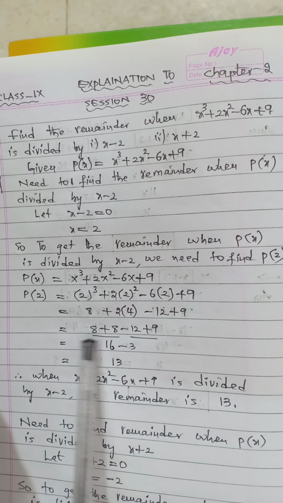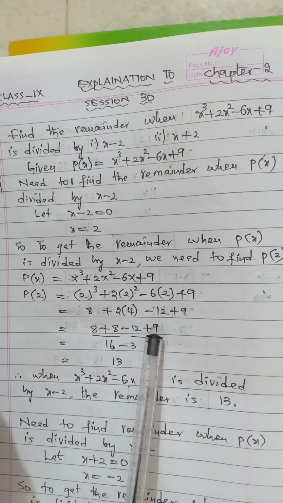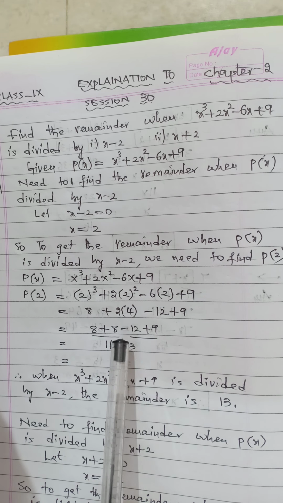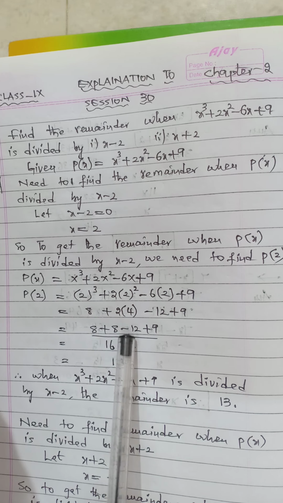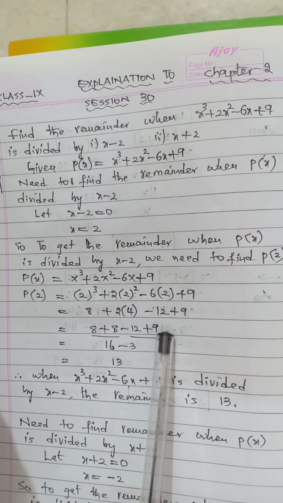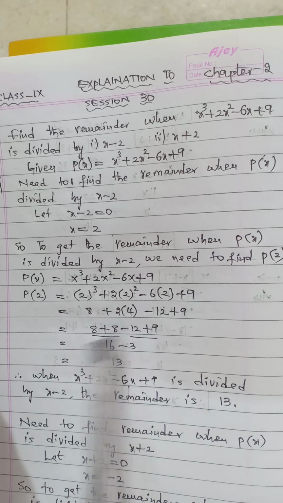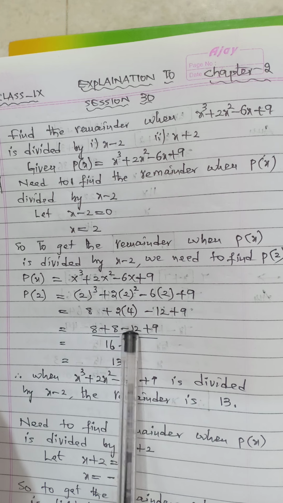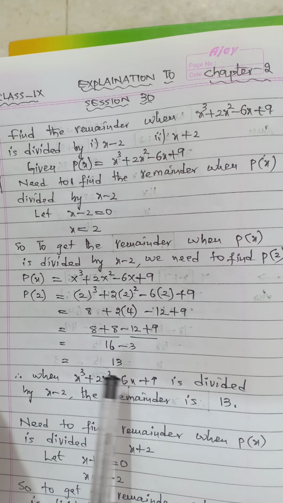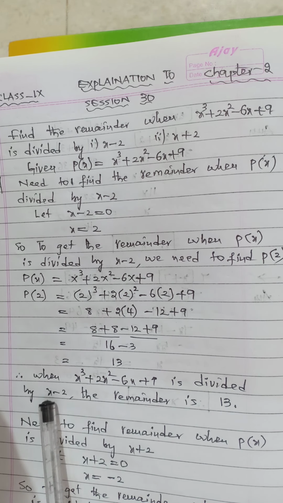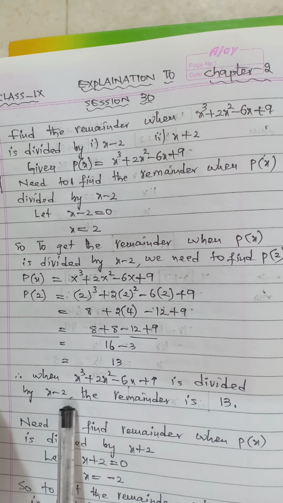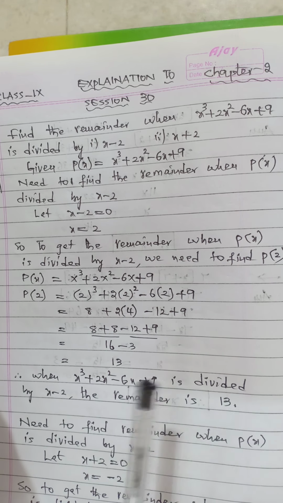Now I'll make these two as one part and these two as another part for simple calculation. Plus 8 plus 8 is plus 16, and minus 12 plus 9. When one plus and one minus are there, we subtract the smaller number from the bigger number and keep the sign of the bigger number. So 12 minus 9 is 3, and the bigger number is 12, so it is minus 3. Next, 16 minus 3 is 13. That is the answer. Therefore, when x cube plus 2x square minus 6x plus 9 is divided by x minus 2, the remainder is 13.